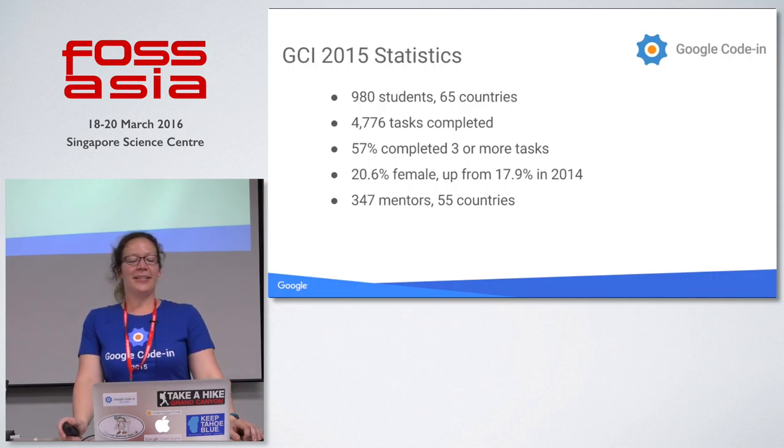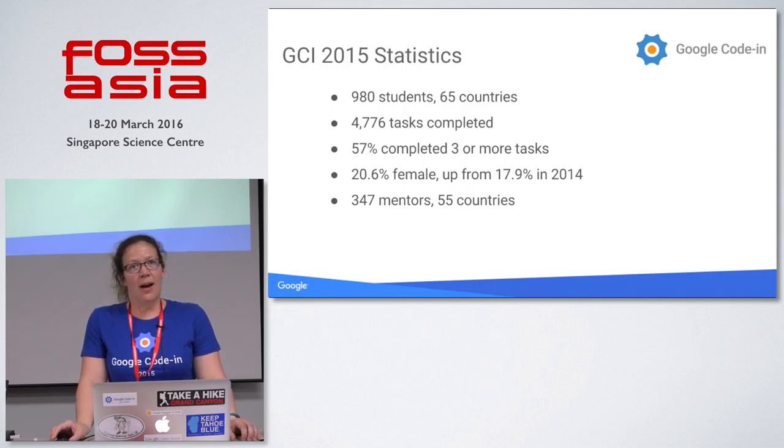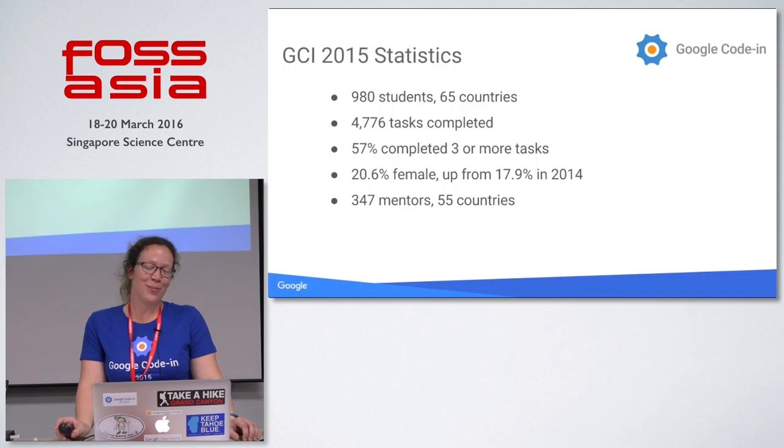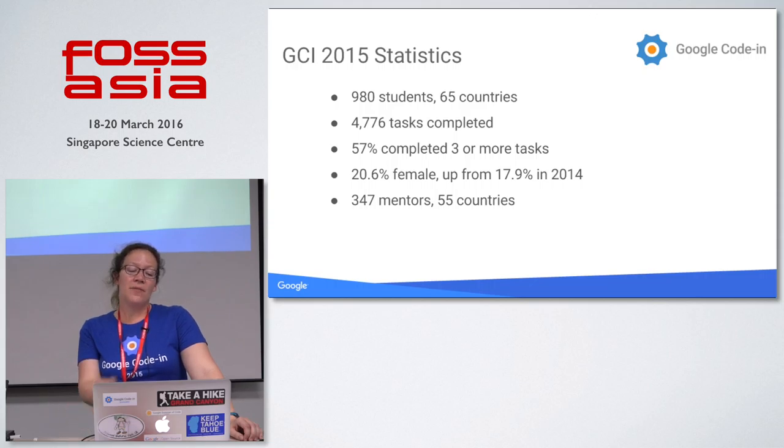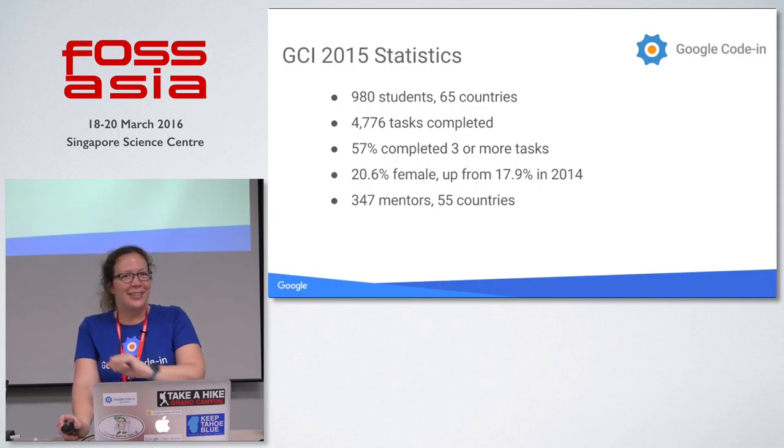And some quick statistics. This, again, was our largest contest yet. It was the sixth year of the contest. We had 980 students from 65 countries participate, and they completed 4,776 tasks, which is a huge number of tasks. And 57% of them completed at least three tasks or more. Thus, they at least got a t-shirt and their digital certificate.